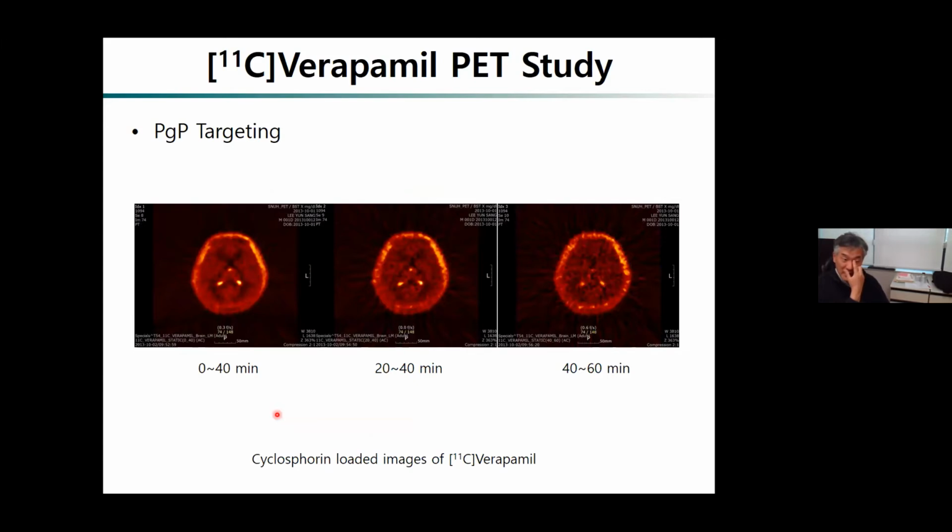And C11 verapamil targets P-glycoprotein in the brain. After cyclosporine is loaded, you can see high uptake in the BBB, because the BBB possesses P-glycoprotein. So this kind of radiopharmaceutical can visualize the P-gp function in the BBB.